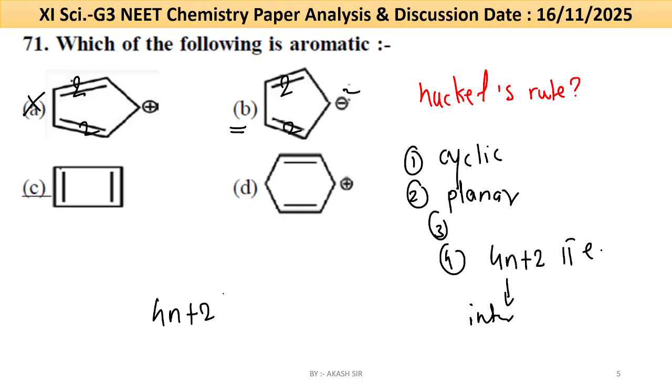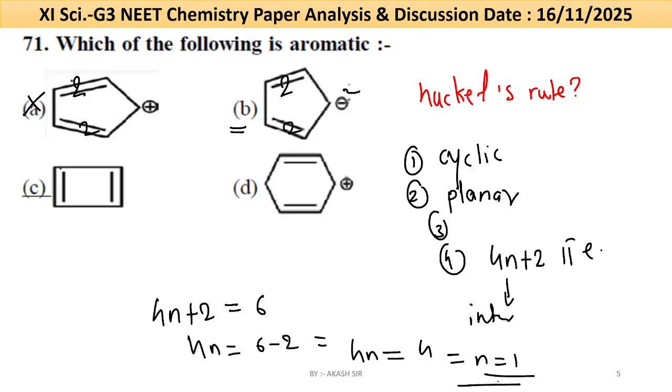How many pi electrons here? 6 pi electrons. So 4n equals 6 minus 2, 4n equals 4, so n becomes 1. 1 is an integer, so it follows Huckel's rule. Every carbon atom is sp2 hybridized and follows Huckel's rule here. So the correct answer of this question is option number B.